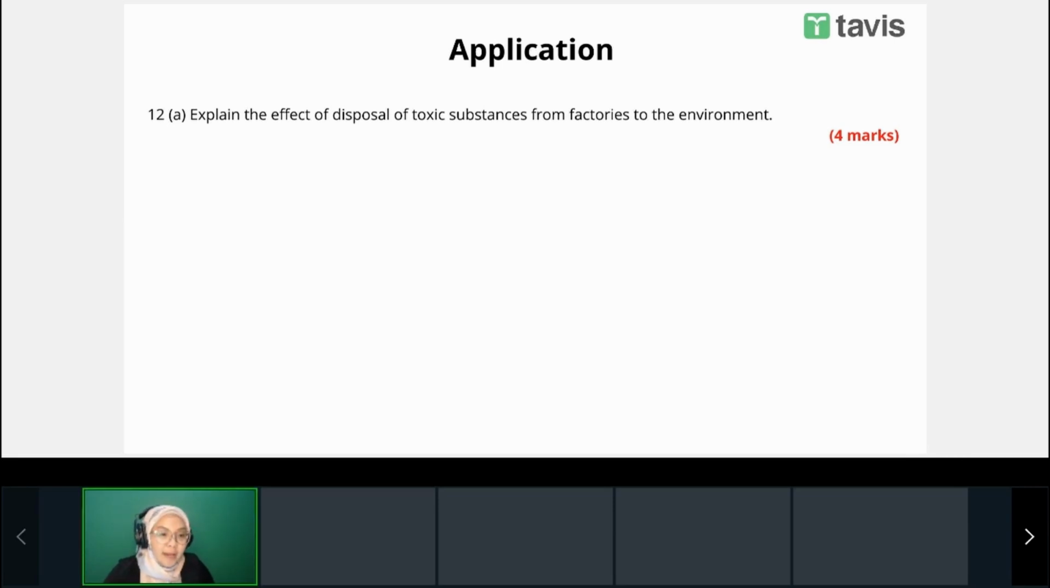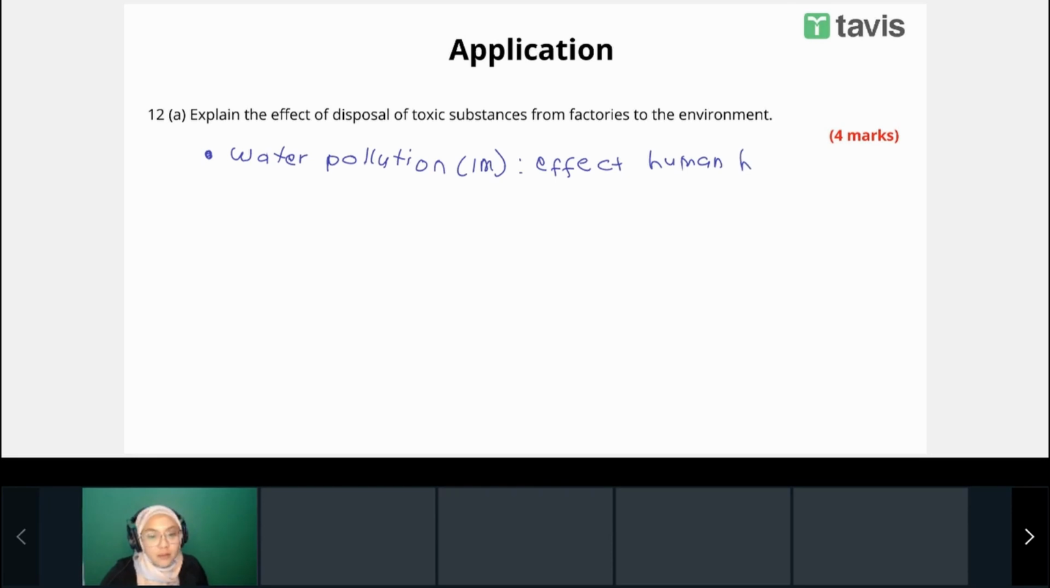Okay. It mainly causes water pollution, right? Water pollution. You write water pollution. 1 mark for water pollution. Reasoning, another 1 mark. So what is your reason? Water pollution. How does it affect the environment? Its effect, human health. Okay. Then you're gonna get another 1 mark over here.